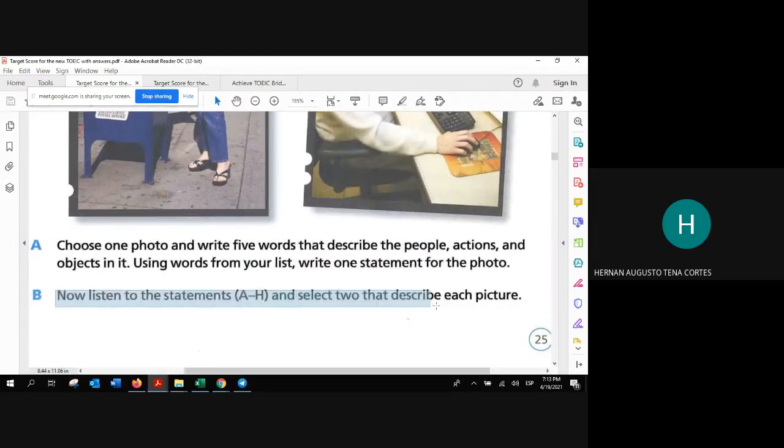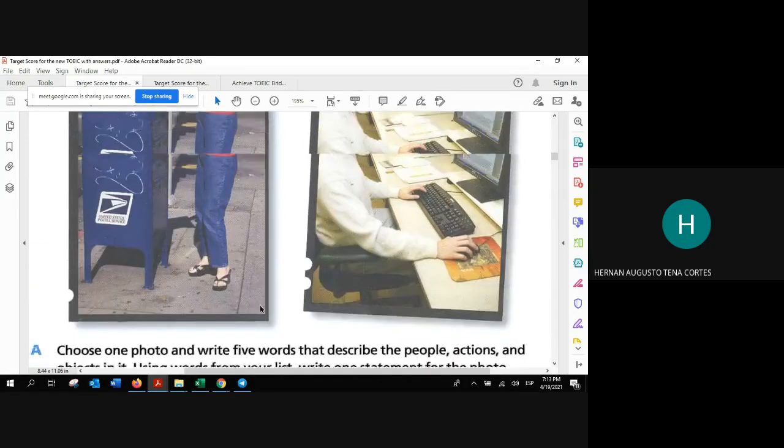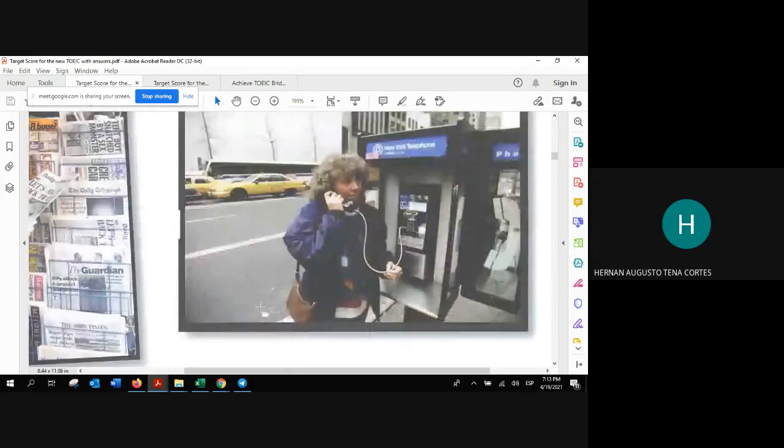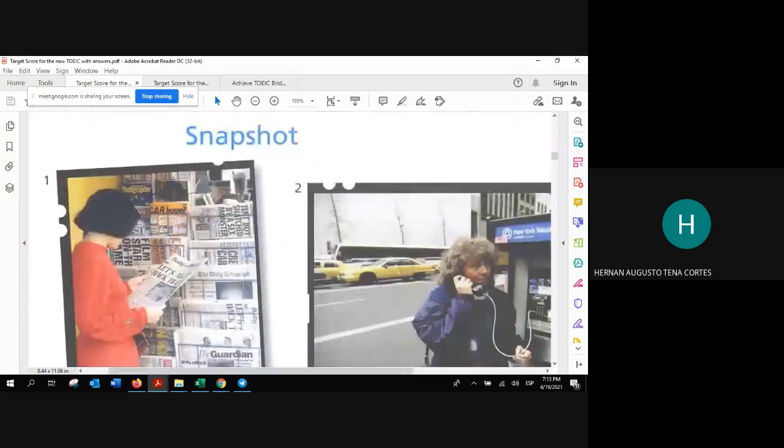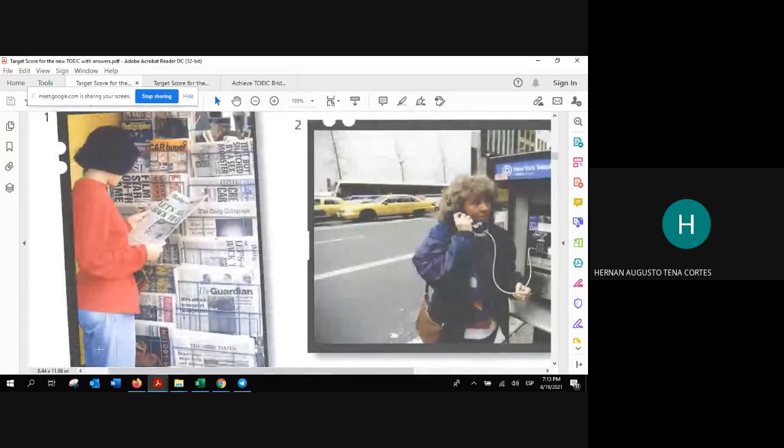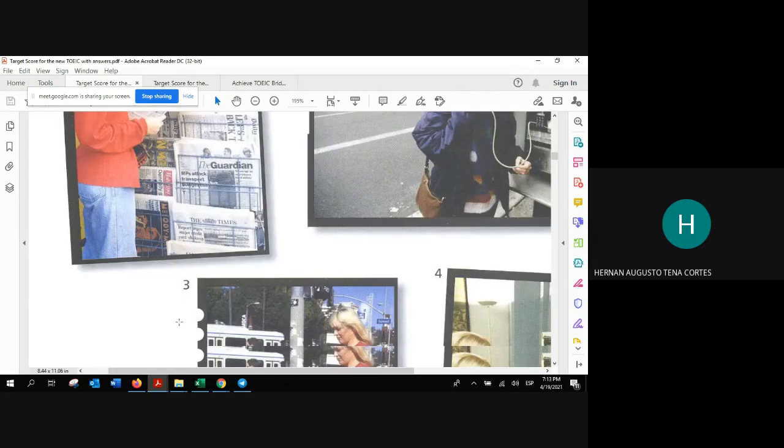Now we are going to listen to statements. Statement, guys, is another word for sentences, phrases. We are going to listen to some phrases from letter A to H. I want you to choose 2 sentences for each picture, ¿ok? Vamos a escuchar unas frases y van a escoger 2 frases por foto, 2 frases que se relacionan con cada foto, 2 frases por foto, ¿ok?